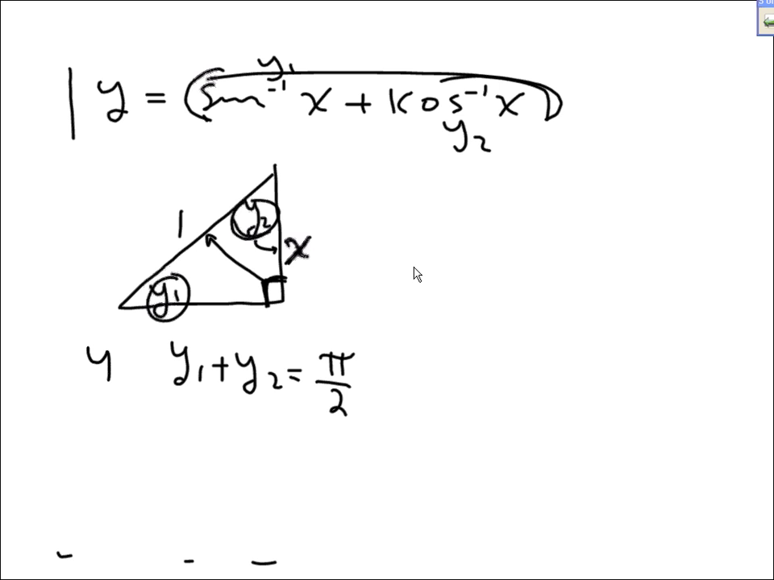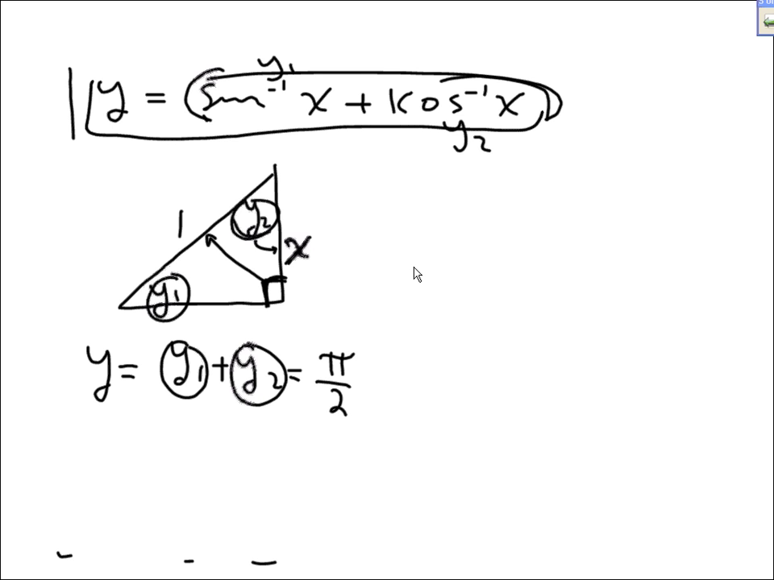Okay, this is what y equals. Remember, I call that sine inverse x plus cosine inverse x. This y on top is pi over 2, and pi over 2 is a constant, so its derivative is 0. The sine inverse of x plus the cosine inverse of x is pi over 2.